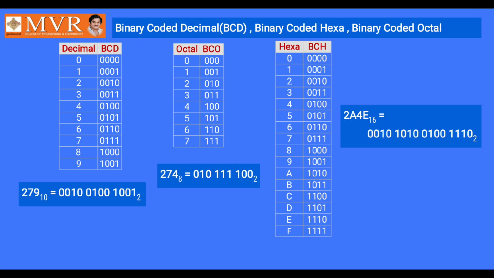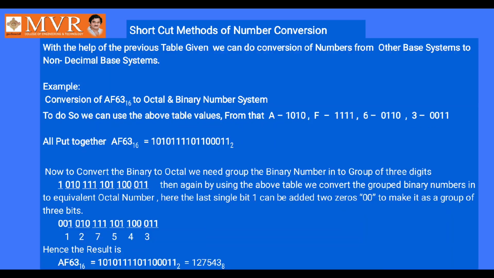We use these binary coded decimal, binary coded octal and binary coded hexa tables for performing the conversion from one base to another base in the shortcut method in the next and last screen. With the help of the previous table, we can do conversion of numbers from other base to non-decimal base. Please remember, other base to non-decimal, because decimal to any other or other to decimal are straightforward, by the multiplication process and division process.